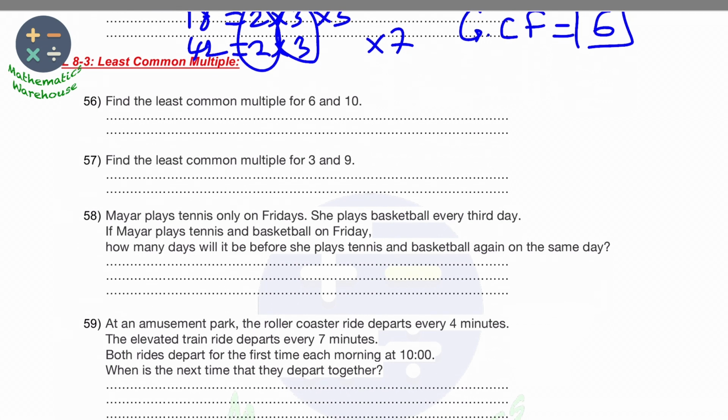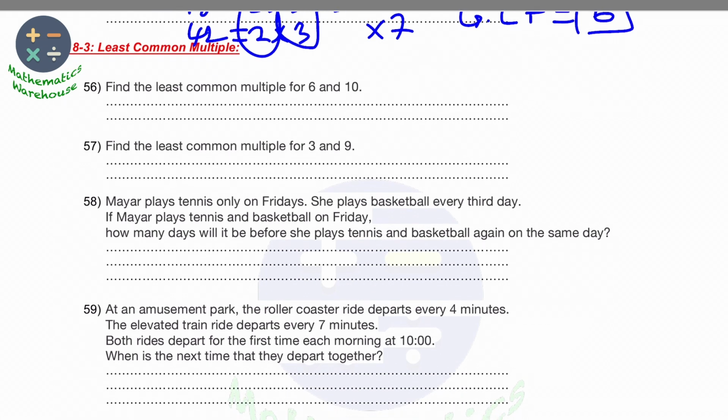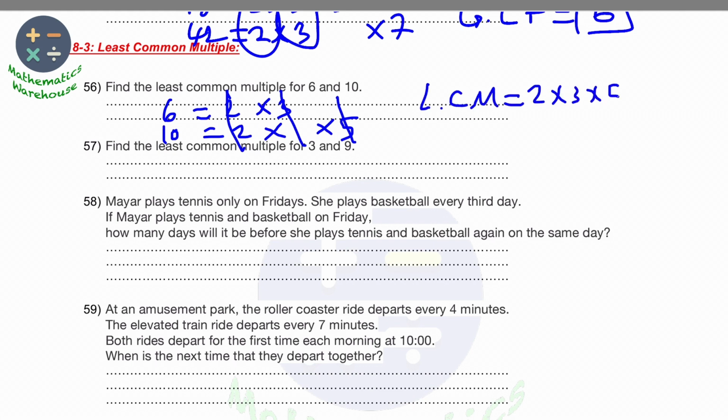Next question. Least common multiple. Find the least common multiple for 6 and 10. Factorize each of the two numbers. 6 equals 2 times 3 and 10 equals 2 times 5. In LCM, we take one from each column. So we take 2 and 3 and 5. So LCM equals 2 times 3 times 5 equals 30.